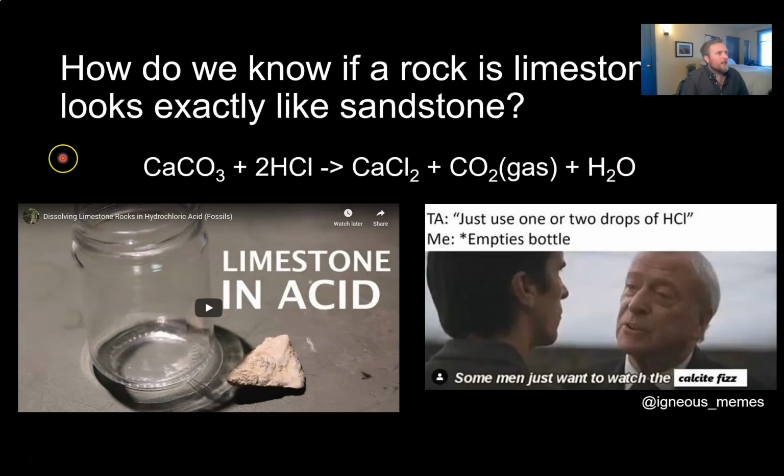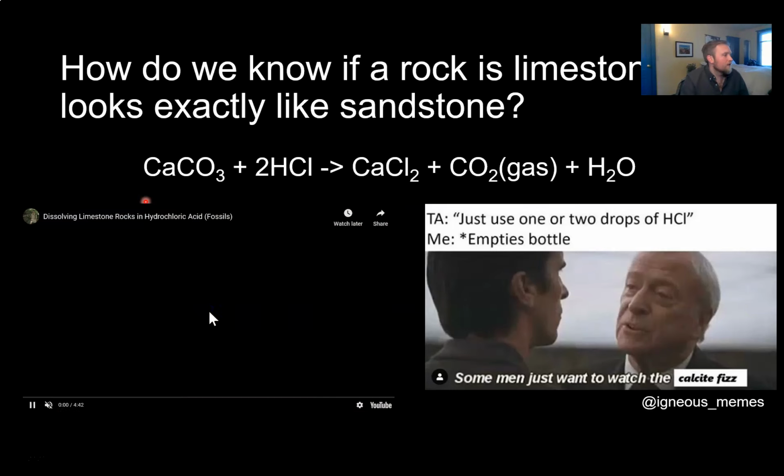And then how exactly do we know if a rock is a limestone, a carbonate, if it looks exactly like a sandstone? So limestone has the chemical formula calcium carbonate, and the way that we can test this is by dropping a little bit of hydrochloric acid on the limestone to see if there's a reaction. Okay?